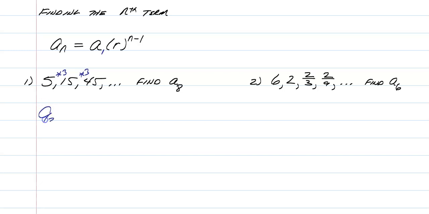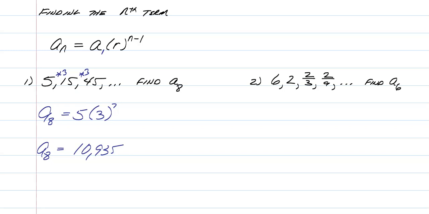So to find a sub 8, we need the first term, which we know is 5, times the rate, which we now know is 3, raised to the number of term minus 1. So we're looking for the 8th term, so 8 minus 1 is 7. And now all we're going to do is pretty much type that in our calculator and find out that the 8th term is going to be 10,935. All you have to do is 5 times 3 to the 7th power, and you are good to go. So again, you could have just multiplied by 3 the whole time, but that would take a lot longer, especially if we were doing something like 8 to the 27th power.